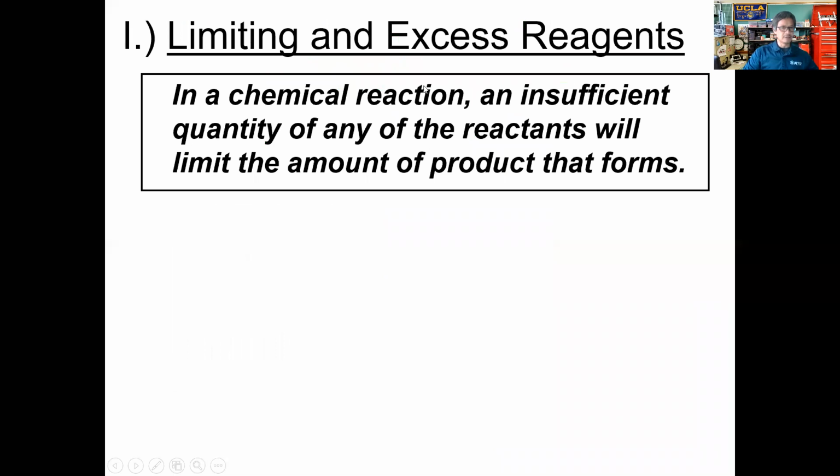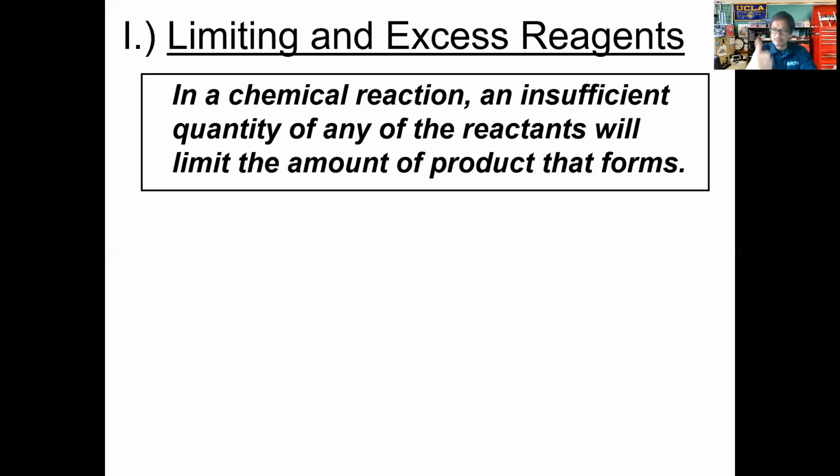What's this idea of a limiting reagent? In any chemical reaction, there's always going to be one of the reactants. The term reagent is simply a synonym for reactant, so the limiting reagent is the limiting reactant. The limiting reactant is the one reactant that will run out first. Whichever runs out first will limit, and determine, how much product we're going to get. So that's how we're going to define the limiting reagent.